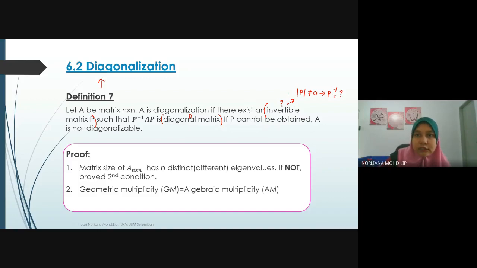So then if we have found the inverse of matrix P, A is diagonalizable. So we can find the diagonal matrix D, where D equals P inverse times A times P. Only then can we find this diagonal matrix.